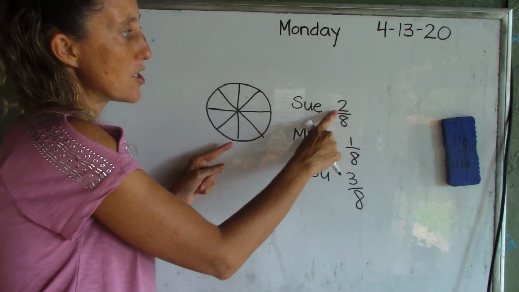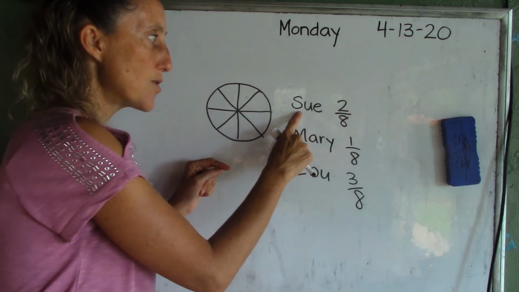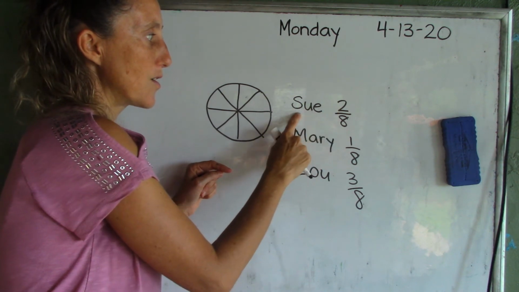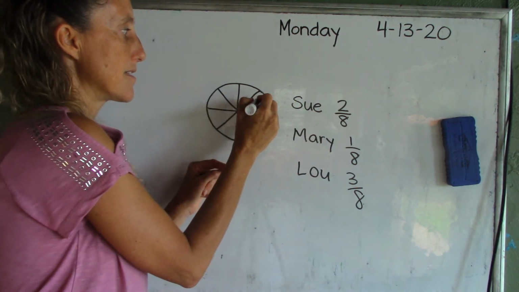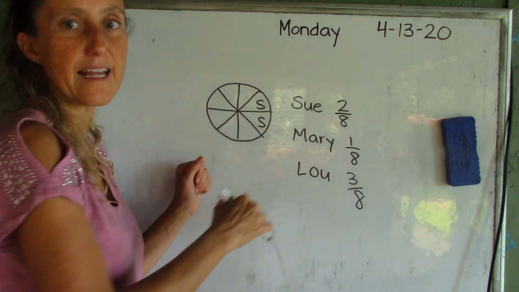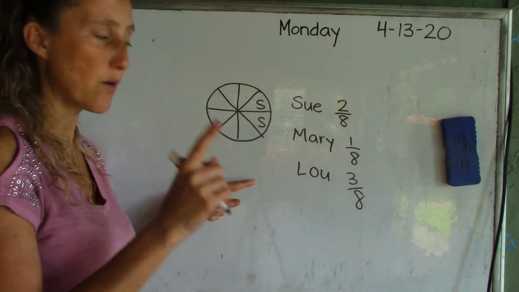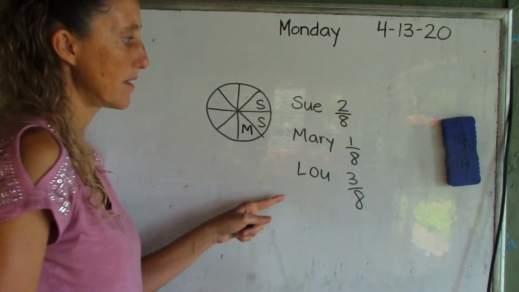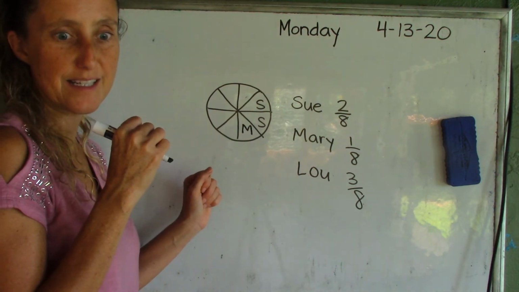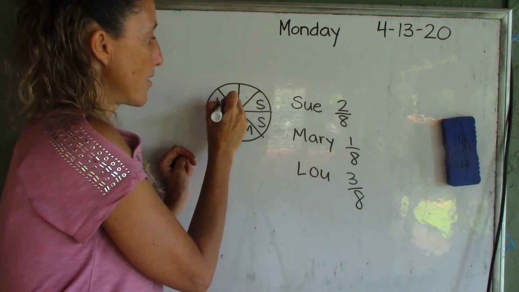We're going to put the letter S for Sue in the pie pieces she ate. So Sue ate 2 out of 8 pieces. So we're going to put her letter S in 2 of the 8 pieces. So S, S. Mary ate 1/8. So how many pieces do I put her letter N in? Just 1, because she ate 1/8. And Lou ate 3/8. So how many pieces get his? 1, 2, 3. So 1, 2, 3.